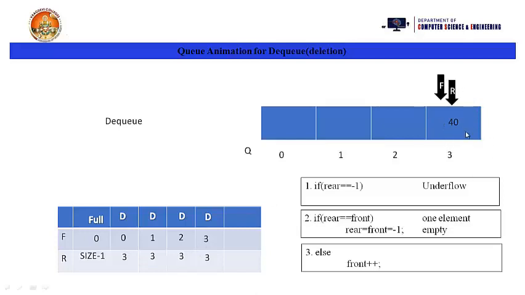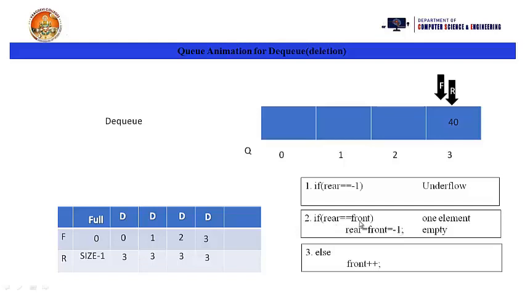Now I want to delete this 40 element. Check this condition. If rear equal to minus 1? Rear is 3 here, it is not equal to minus 1, condition is false, then go for the next condition. If rear equal to front? Yes, now both are equal. Now we need to set the front and rear values to minus 1. Why? Because after deleting this element, the queue is empty. So when the queue is empty, front and rear values are minus 1. So for that purpose, we need to set the front and rear values to minus 1.